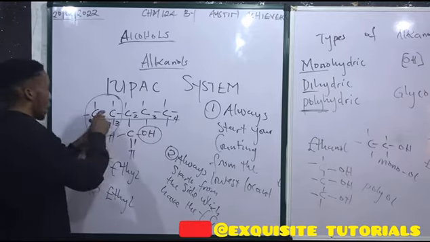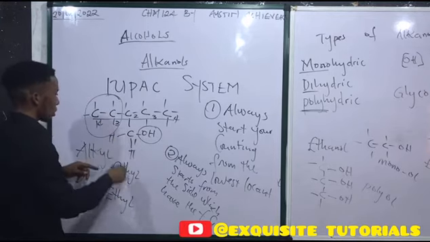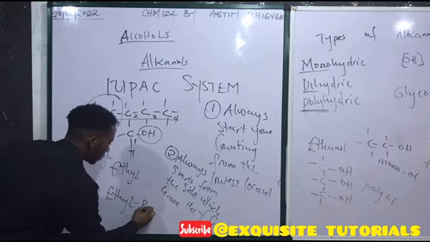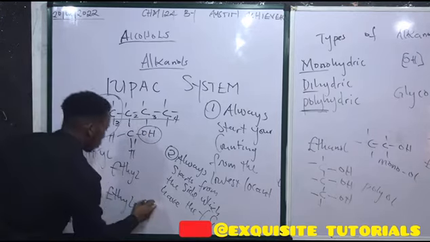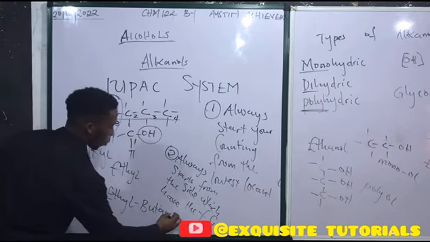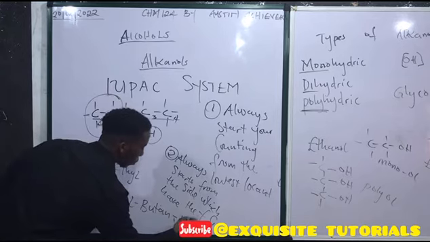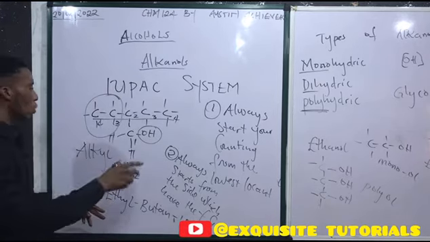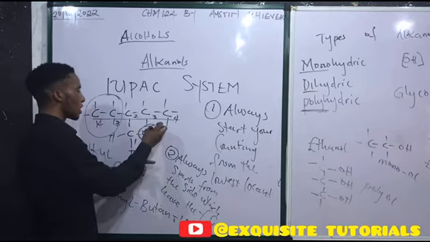1, 2 ethyl. 1, 2, 3, 4. Butan. 1, 2, 3, 4. Butan. 1 ol. 2 ethyl, butan what? 1 ol. The hydroxy functional group is what?